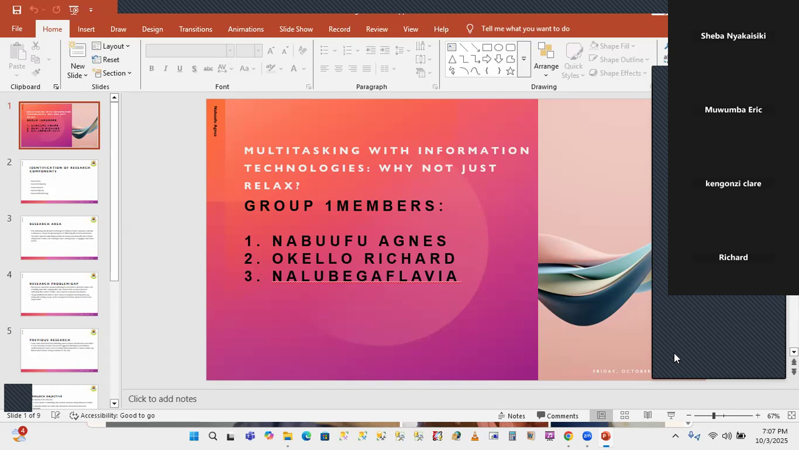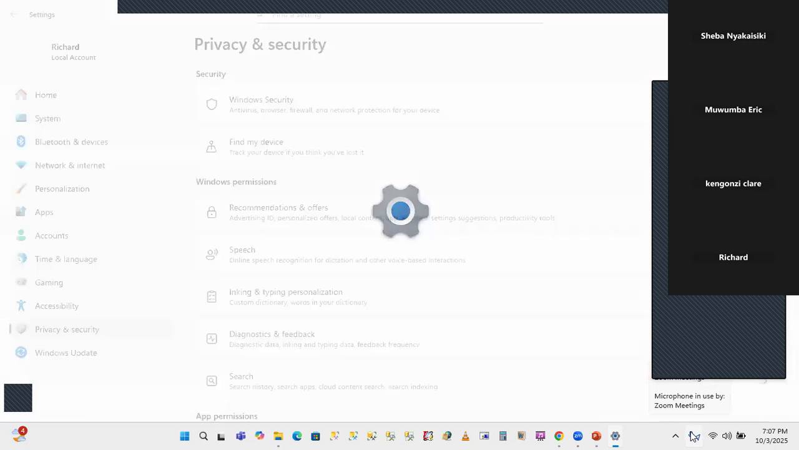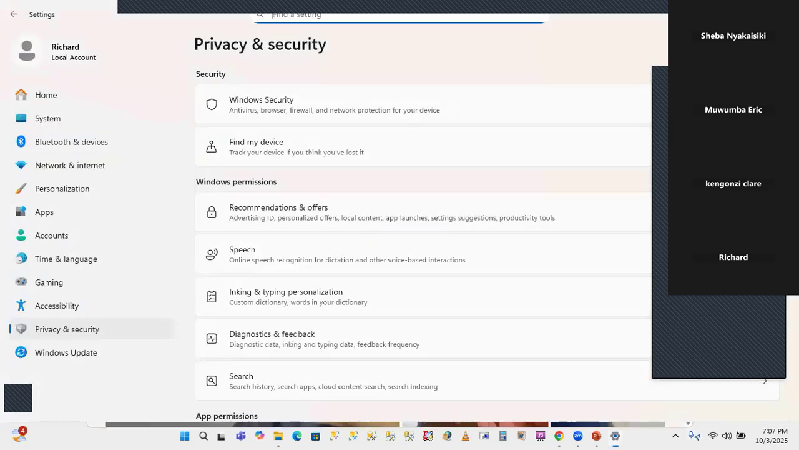I think it's having two devices at once. That is echo. I think you should mute one. Richard, mute one of the devices that you're connected to. I think you joined the class using two devices. Just mute one. Is it okay now? Yes, that's better.